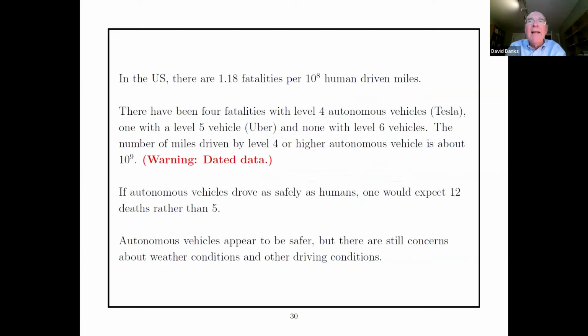This data is a little out of date, and I want to blame the National Highway Transportation Safety Administration, which actually only recently began collecting data on AV accidents, injuries, and fatalities. So it's been collecting this data for less than a year, but it's clearly important data for us to have. If autonomous vehicles drove as safely as humans, one would expect 12 deaths rather than five. So it looks as though AVs are better, but we need to continually monitor that situation.